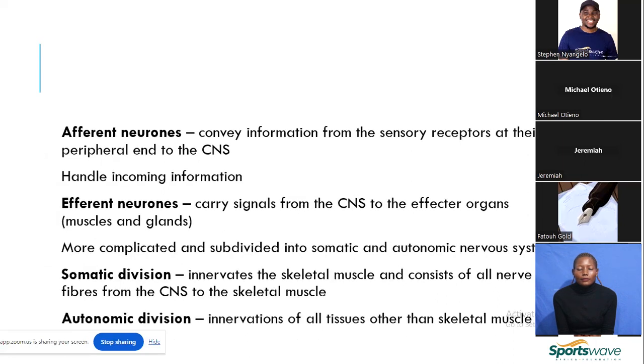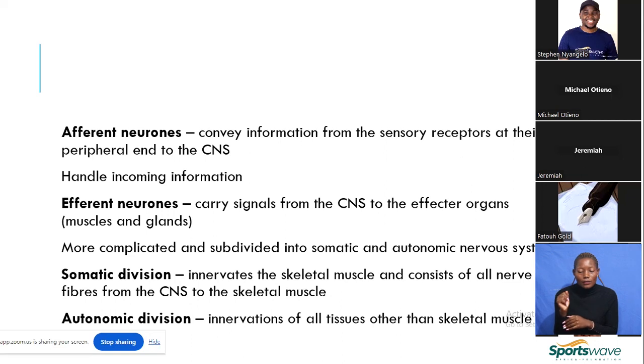I've talked about afferent again, but what I want to bring out here is that the peripheral nervous system is divided further into what we call a somatic division and an autonomic division. The somatic division innervates the skeletal muscle. That is very key for sports. The autonomic division innervates all the other tissues other than the skeletal muscle.